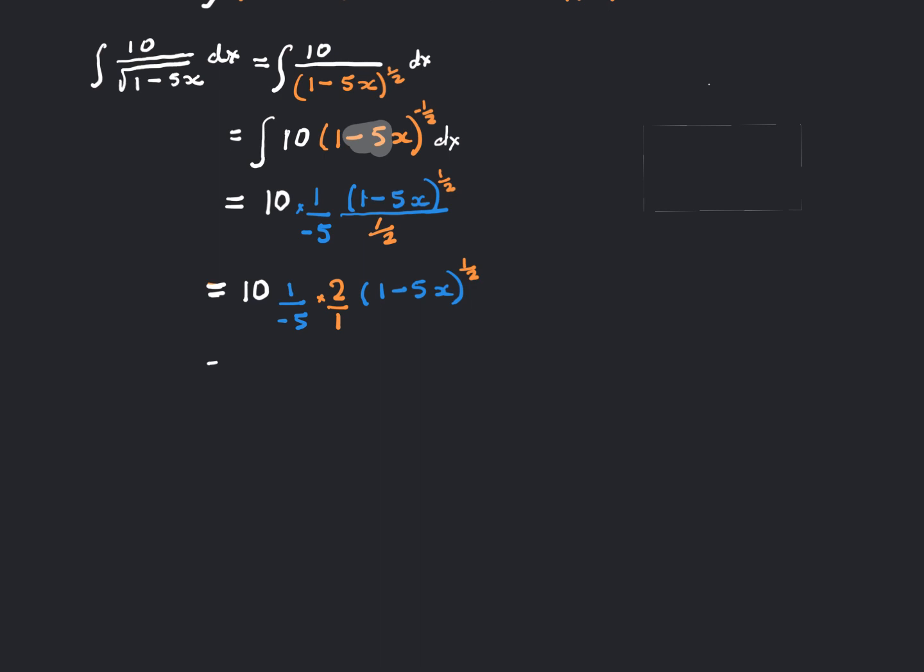So tidying this up and multiplying 10, 1 and 2 together, we'll get 20. And multiplying the denominator, we'll get minus 5. And leaving the above, 1 minus 5x to the power of a half. Now I don't like the exponent. We usually like to now change it back into the root. And also we want to simplify this. That means that this can be just 4 and 1, okay?